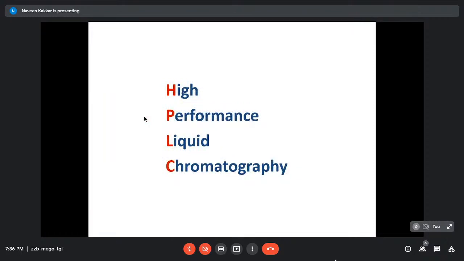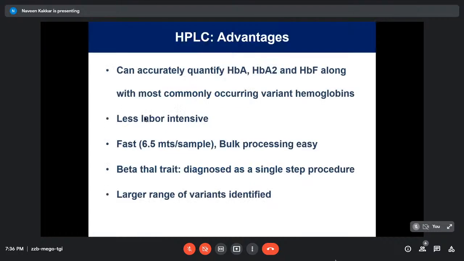So as I said, HPLC stands for high performance liquid chromatography. A lot of people refer to it as high pressure also. Not entirely false, because the channels or the pressure pumps inside do have the fluid under very high pressure for separation. So what are the advantages of this technology? I'm talking about the hematological aspects only. If you attend a biochemical lecture on HPLC, they'll give you a different scenario of which molecules it allows to separate. So for HPLC in hematology, it can accurately quantify hemoglobin A, A2 and F, along with most common variant hemoglobins. It's less labor intensive.